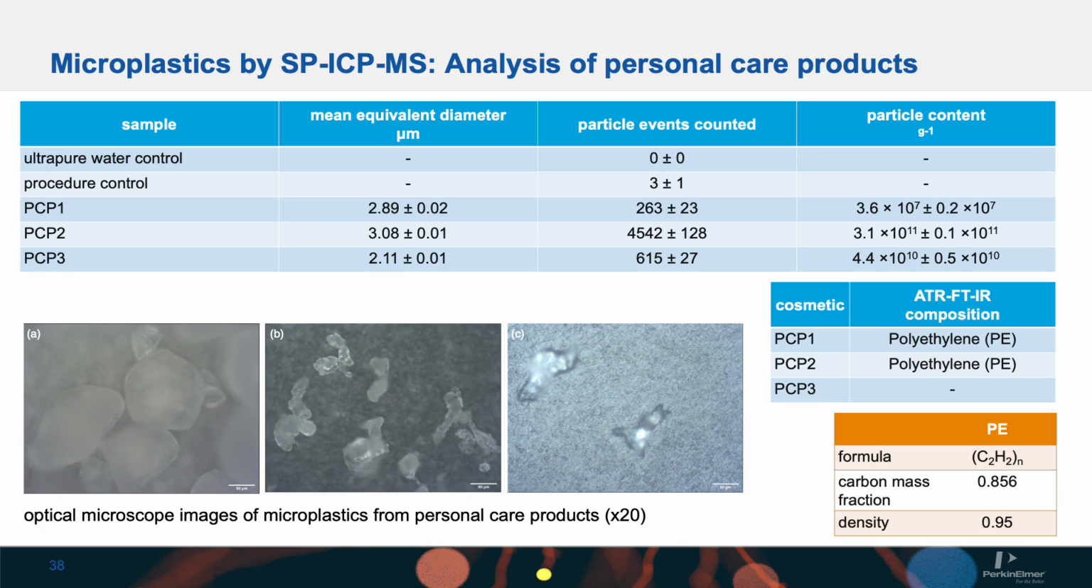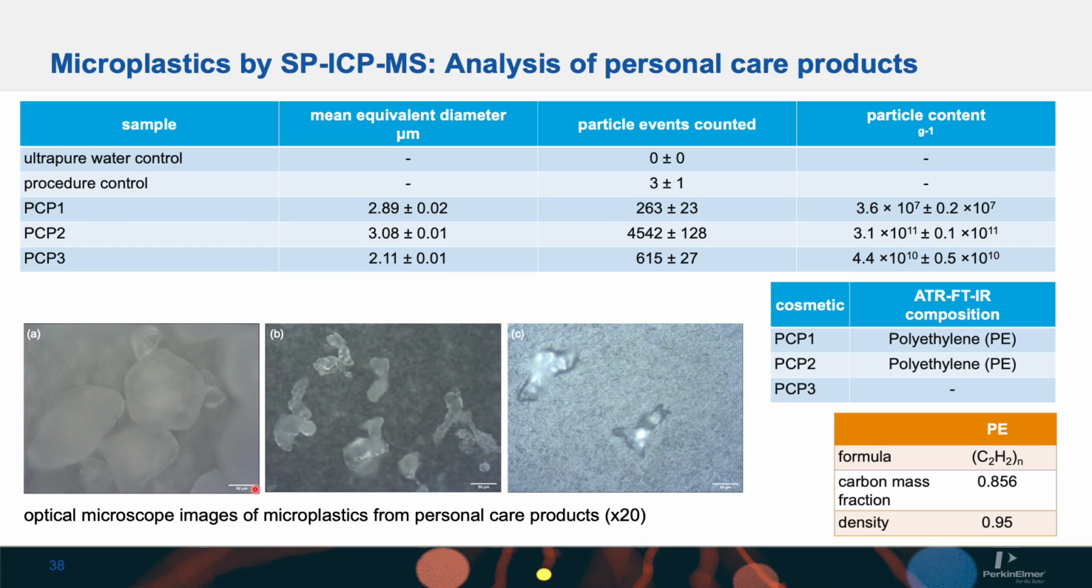As I have said, no particle events were detected in the ultra-pure water blank, whereas the number of spikes in the procedure blank was very low, with an average of 3 events. The events detected in the samples allow to estimate particle concentrations from 10 to the 7 up to 10 to the 11 particles per gram, depending on the sample. On the other hand, the morphology of the particles was studied by optical microscopy, showing irregular shapes in most cases. Just sample PCP1 showed rounded shapes.